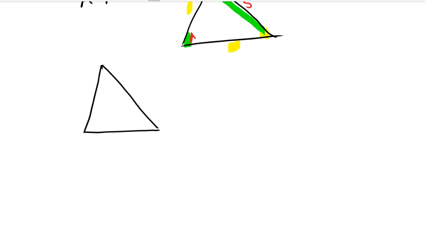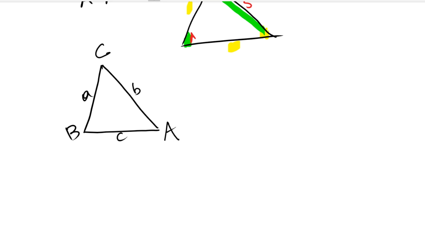Let's say I have side A, side B, side C here. I want to always make sure that my angles are opposite to the sides. And then I have angle B and angle C here. I'm going to color code it so you can actually see what's going on here.